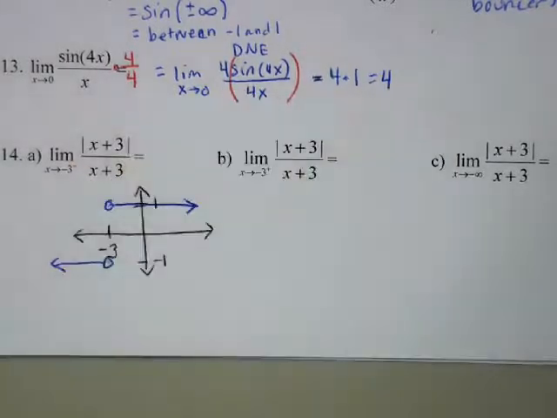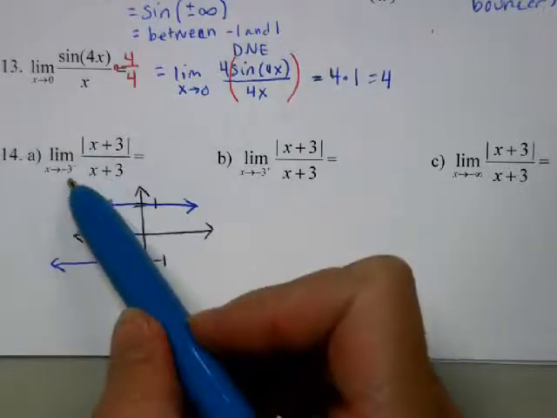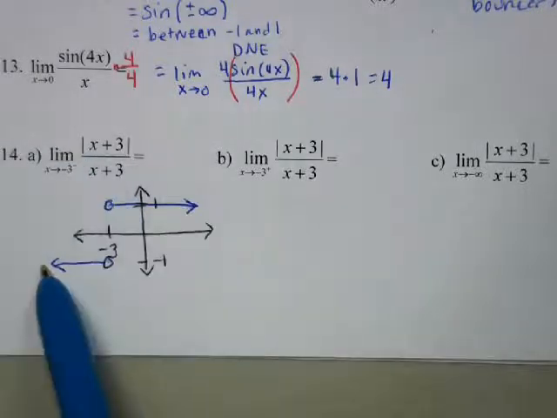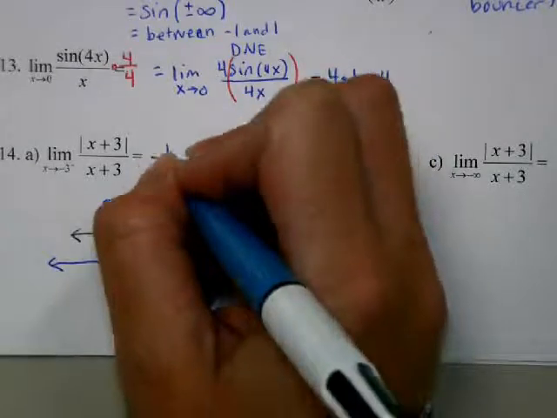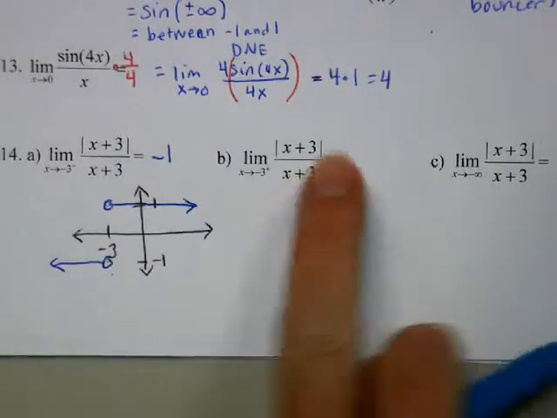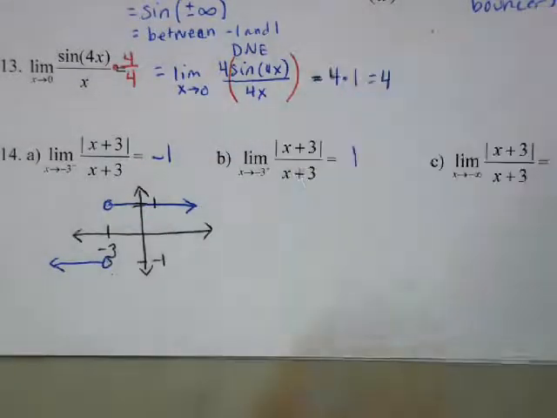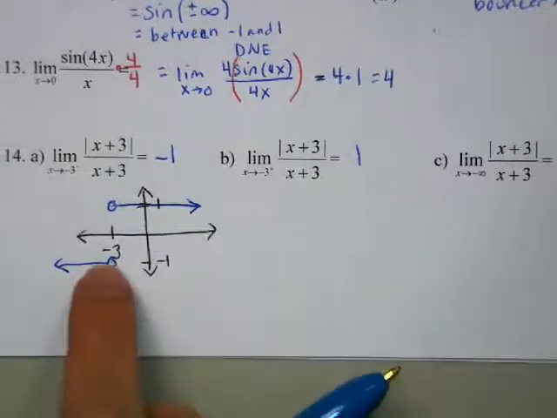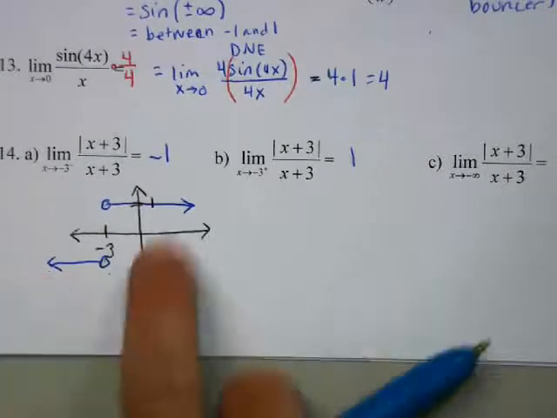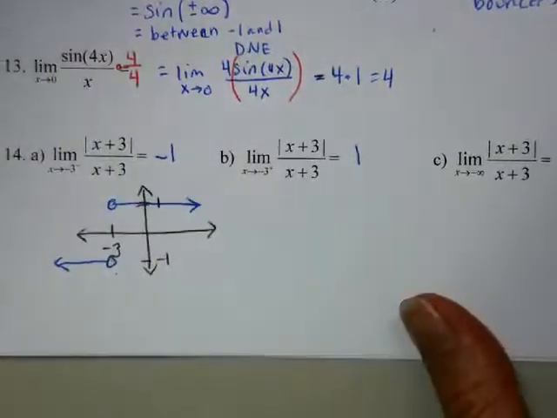So that's what the graph looks like. So as we approach x equals negative 3 from the negative side, we're going to negative 1. From the positive side is 1. And then the last two are negative infinity and positive infinity. So negative infinity is going to negative 1. Positive infinity is going to 1.